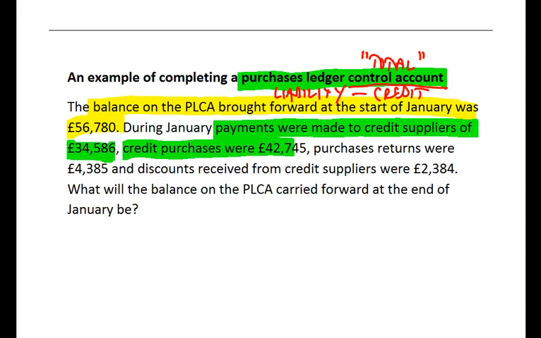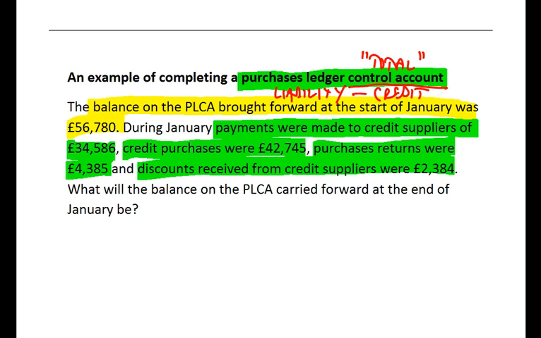We've made some credit purchases of £42,745. Well, if we make credit purchases, that's going to increase what we owe them. We've made some purchases returns, £4,385 worth. Now, if we return goods to our suppliers, that will reduce what we owe them. If we make returns, we're certainly not going to want to pay for it. And we've had some discounts received from credit suppliers. Well, discounts received is where those suppliers are letting us off with part of what we owe them. So that will reduce what we owe. That will reduce the liability.